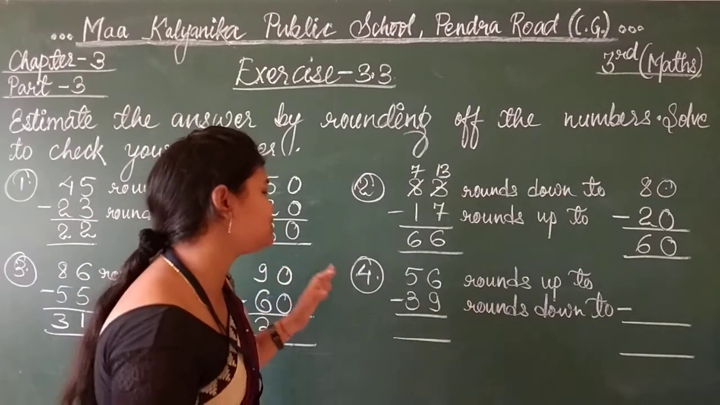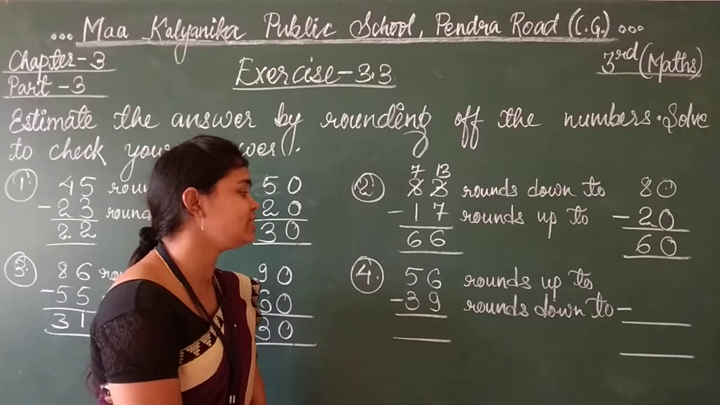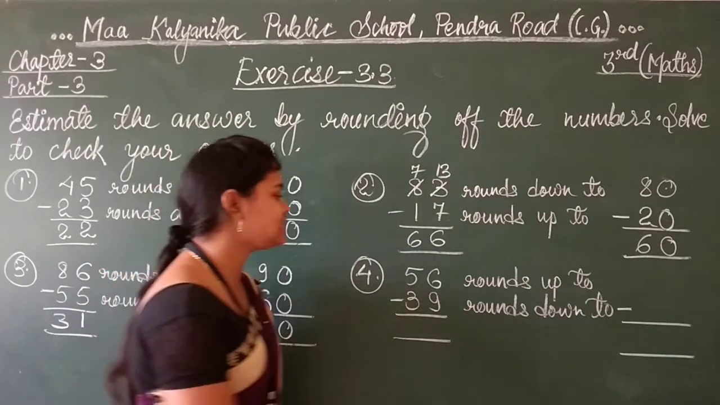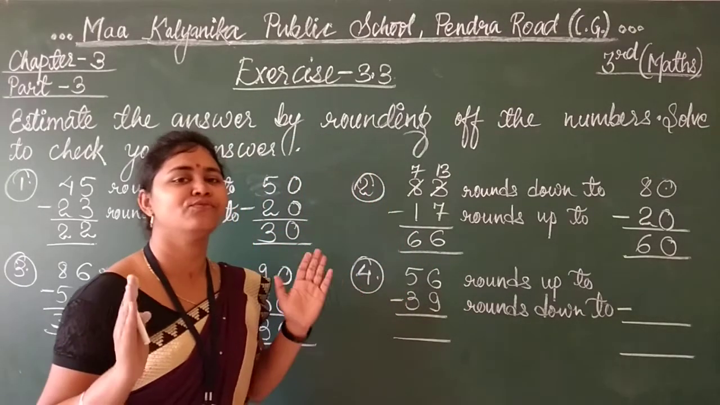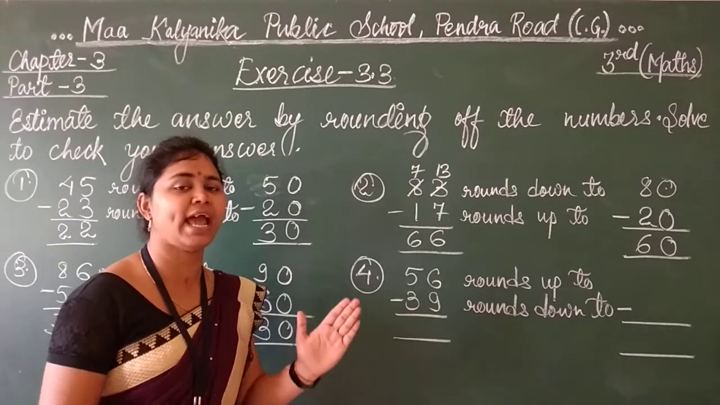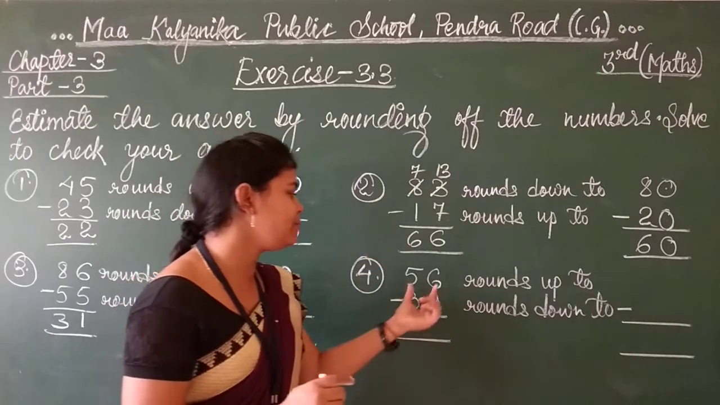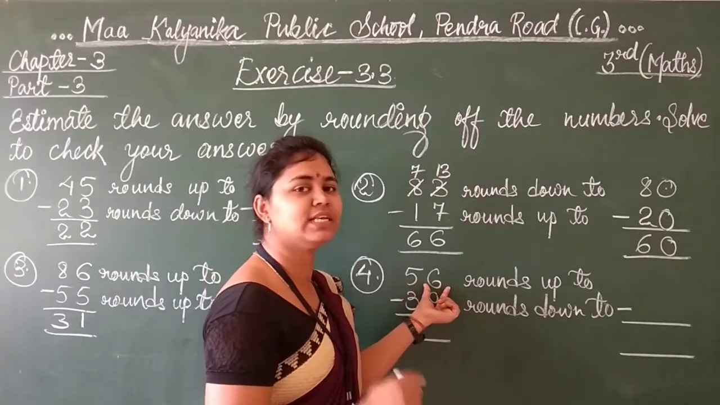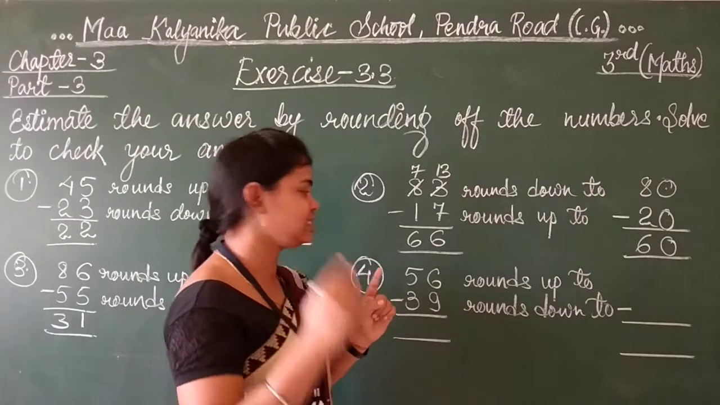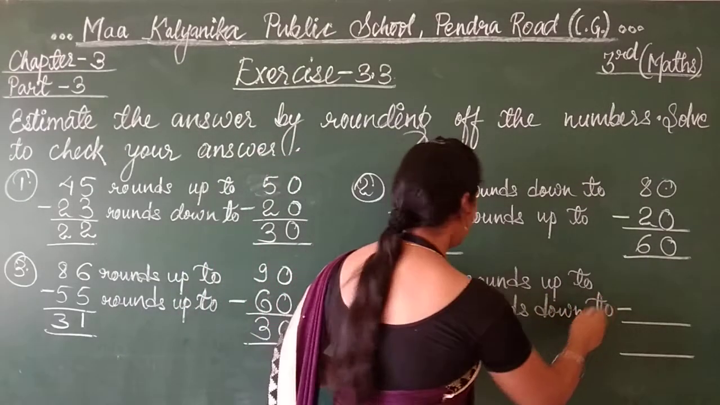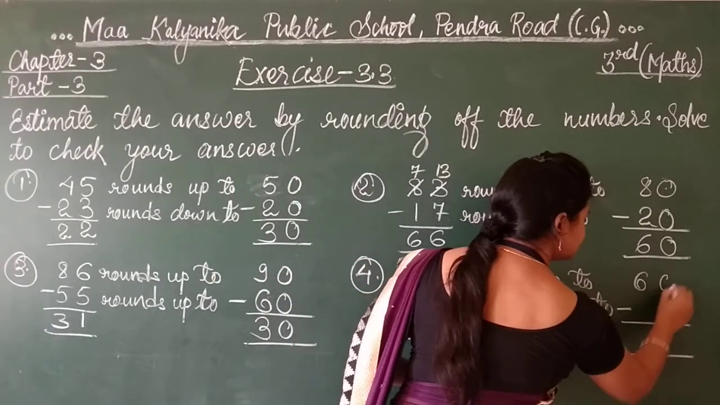So now moving to question number 4. 56 and 39. So students, 56 will come in which range? Tell me. 56, 50 and 60. So 50 and 60 is there. Now in between 50 and 60, what is this? 6 is there, more than 5. So 56 will be close to 60. So rounds up to 60.